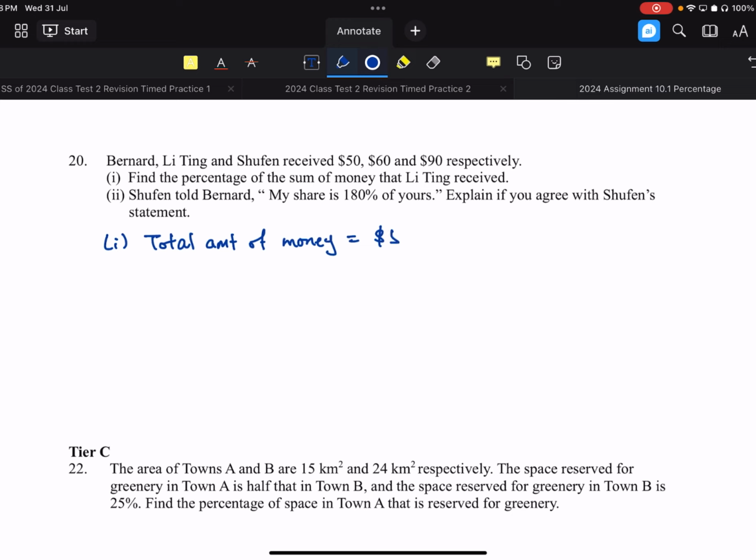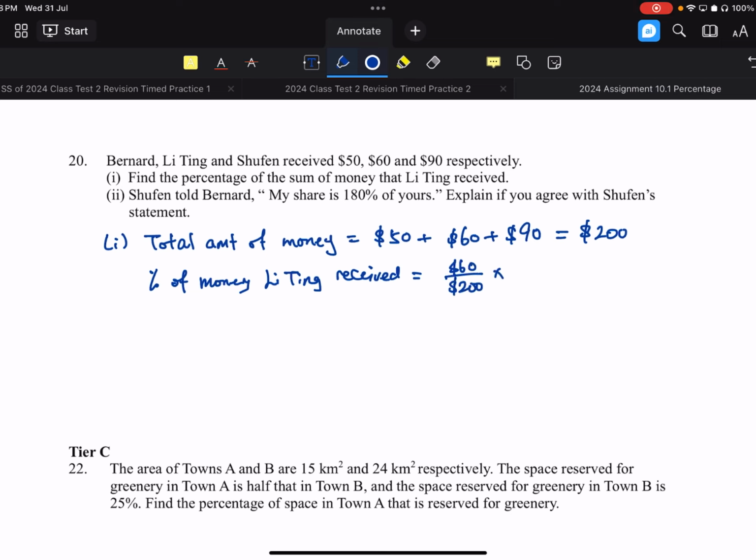And this is quite straightforward. Just add the three amounts together. And that will give us $200. There we go. Okay. So now to find the percentage of money Li Ting received, we write down: percentage of money Li Ting received is going to be $60 over the total $200 times 100%. Press your calculator properly, you will get 30%.